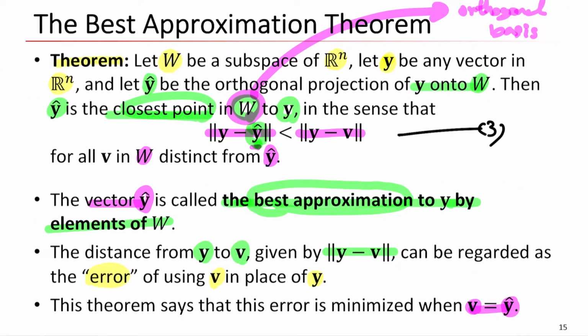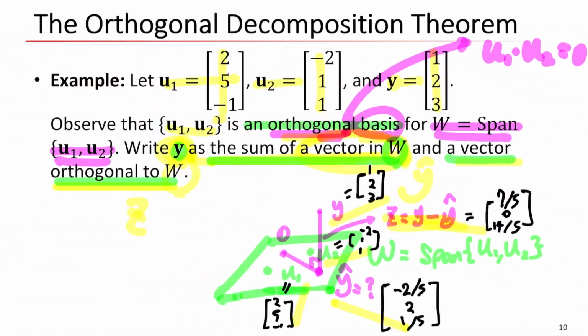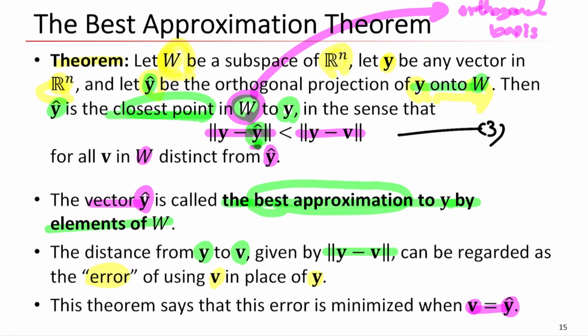Yeah, and then there was another theorem called the best approximation theorem. Let W be a subspace of R^n, and let y be any vector in R^n. Then let y hat be the orthogonal projection of y onto W, as you can see here. Then y hat is the closest point in W to y.